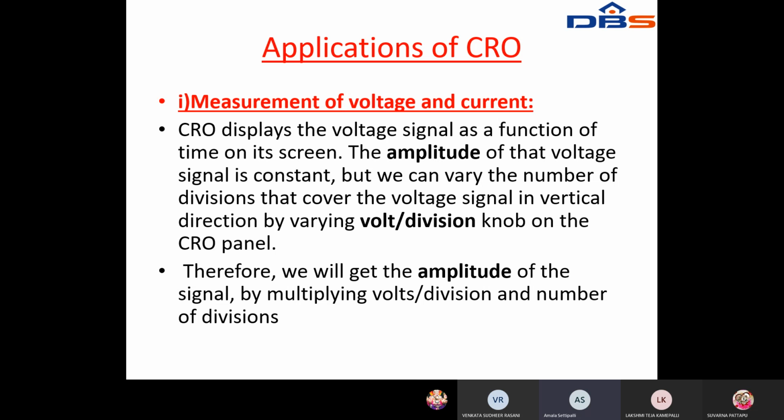This is also very, very important: deflecting torque, controlling torque, damping torque. Any instrument must have these three torques. Next you have to see the instruments.